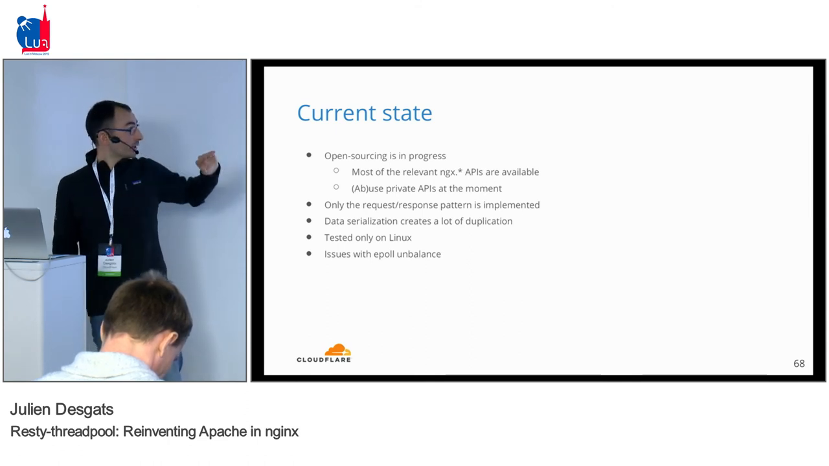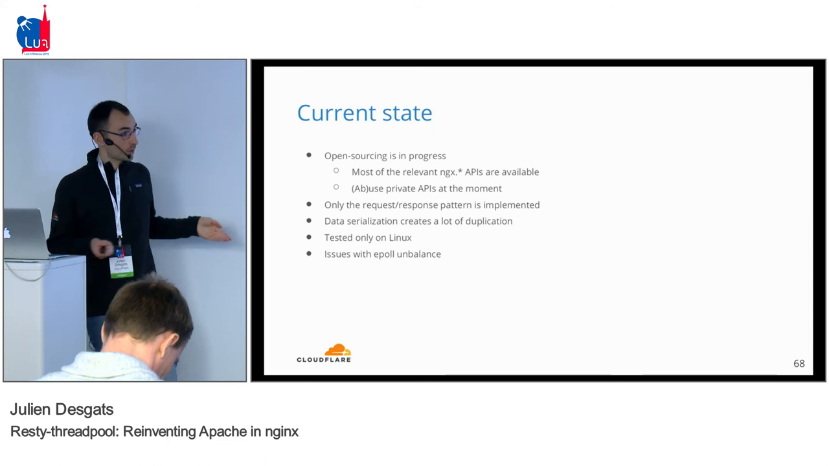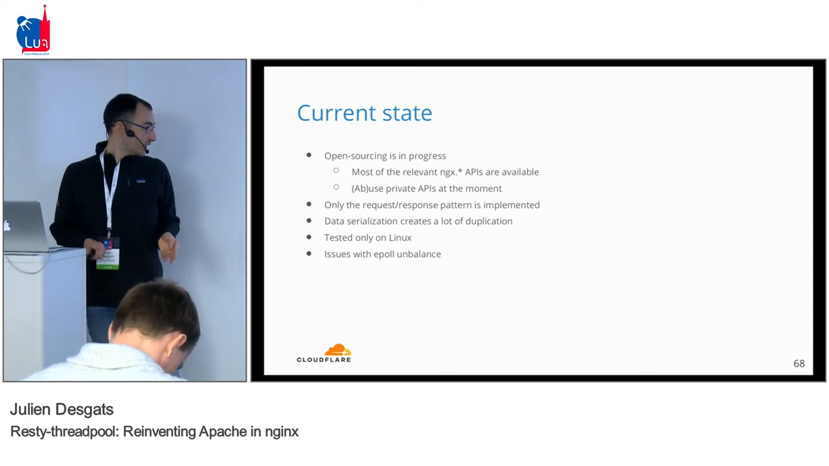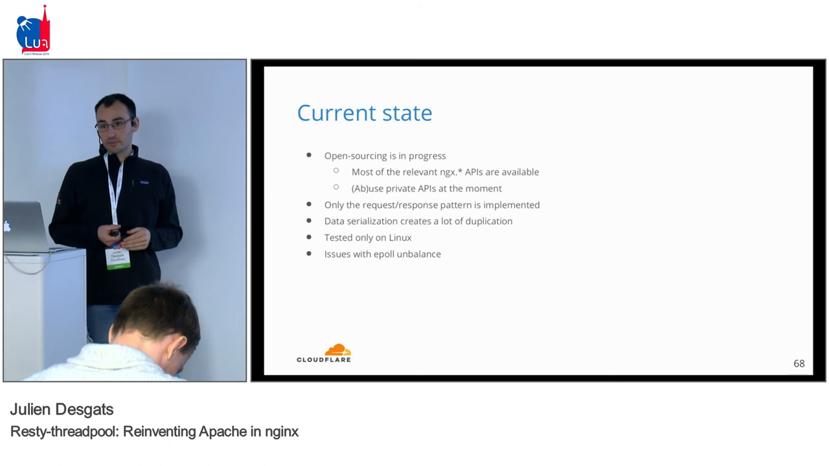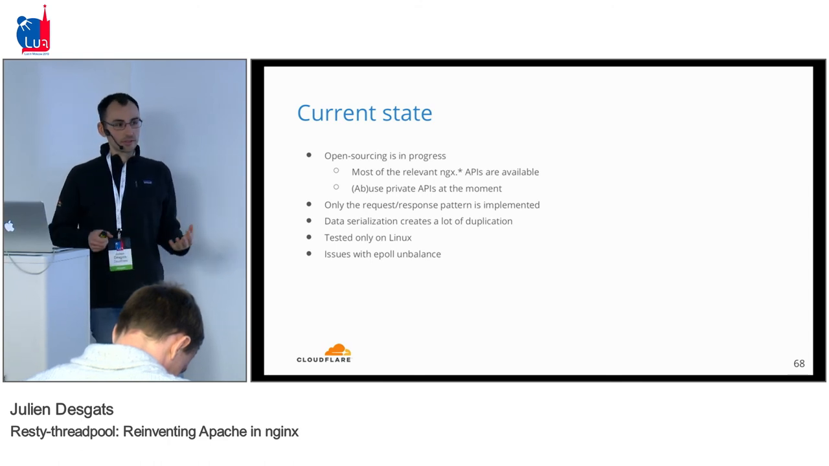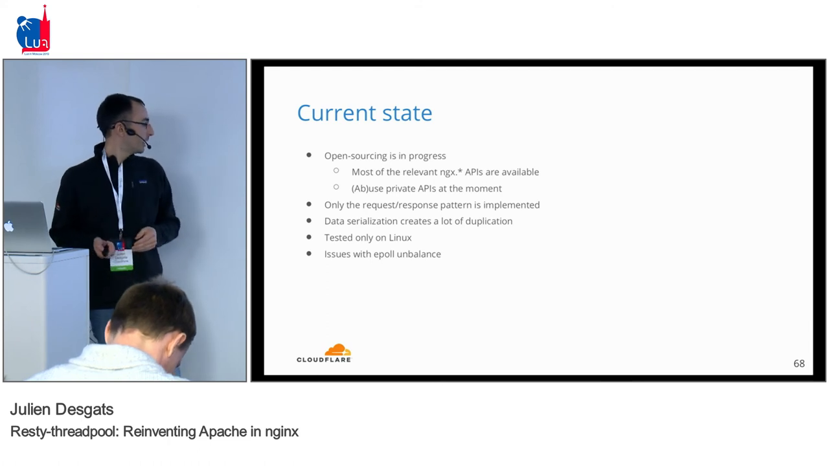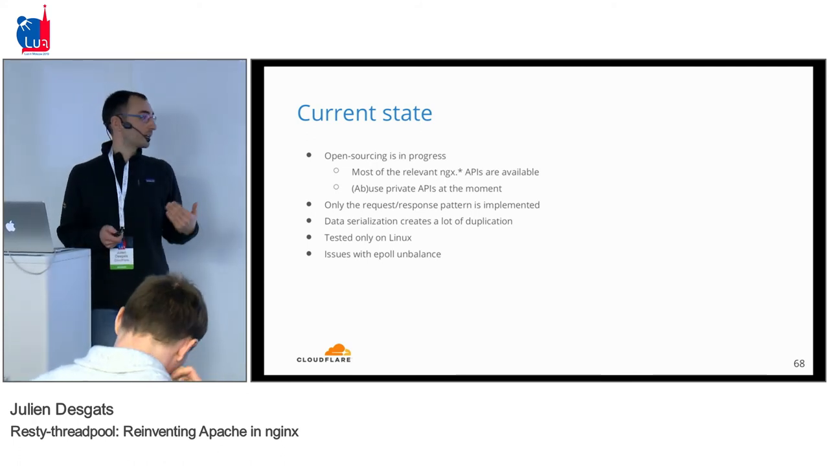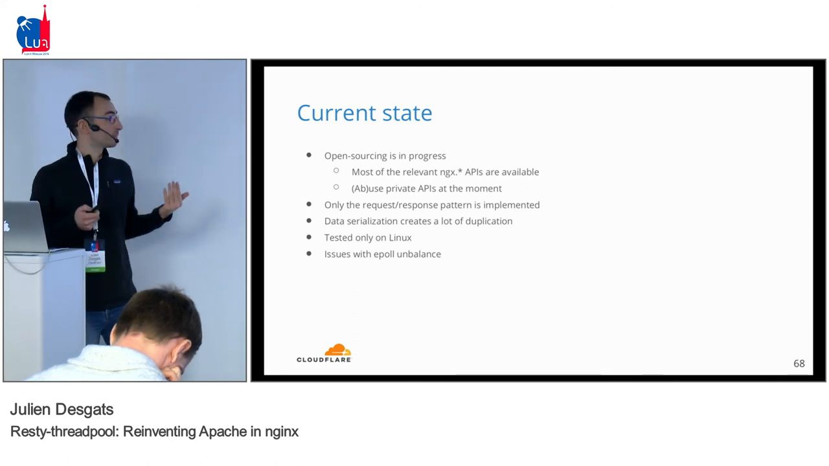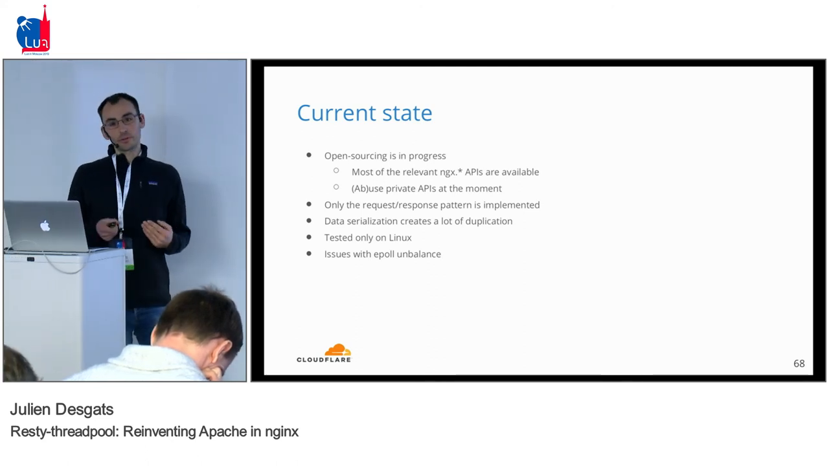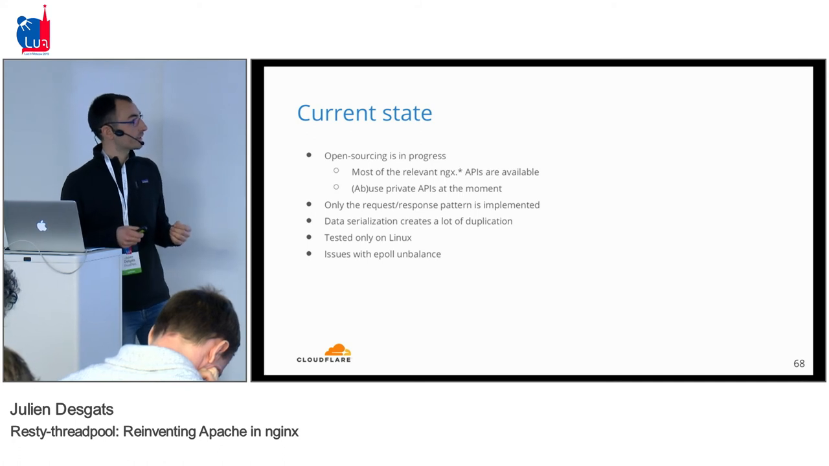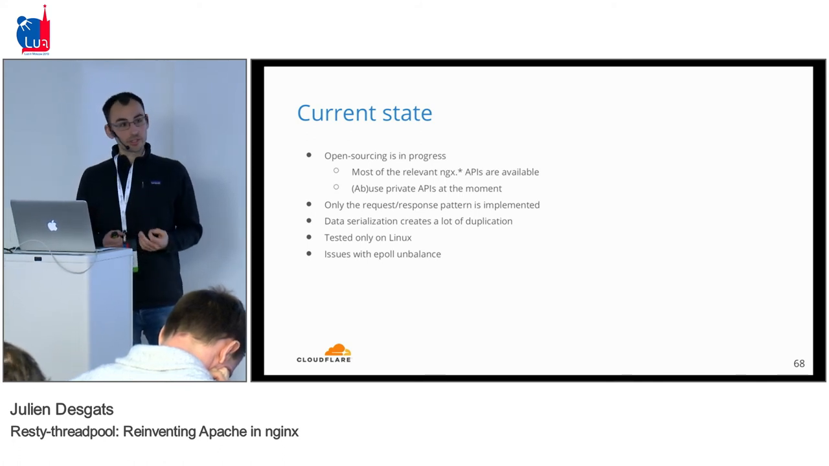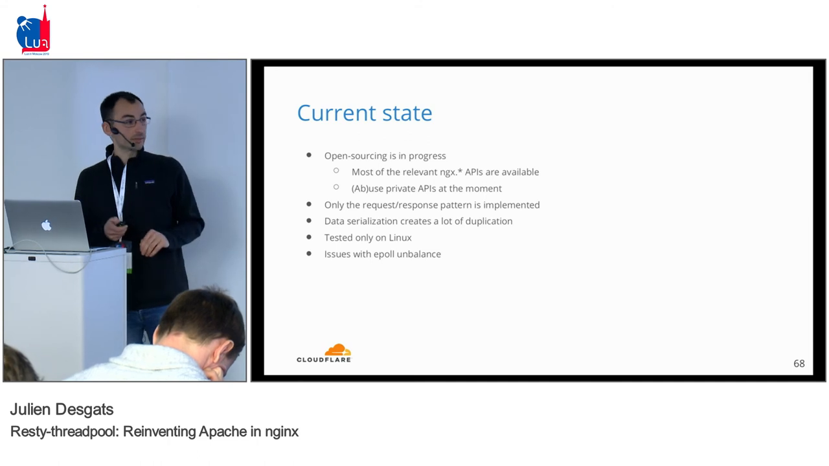As I mentioned, we test that only on Linux, because this is what we run in our infrastructure. While there are a few non-portable calls, porting that to BSD or Windows shouldn't be too much of a problem. And yeah, there is an issue with epoll imbalance that we have to fix at the kernel level, because another reason is that we use a lot of Unix sockets internally, and reuse port is a TCP option, so you can't use that with Unix sockets.